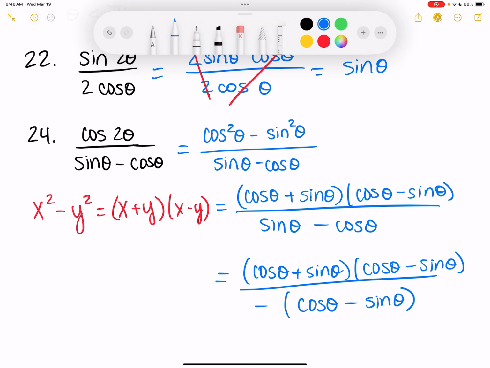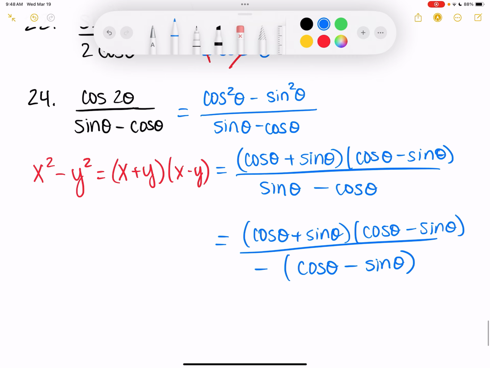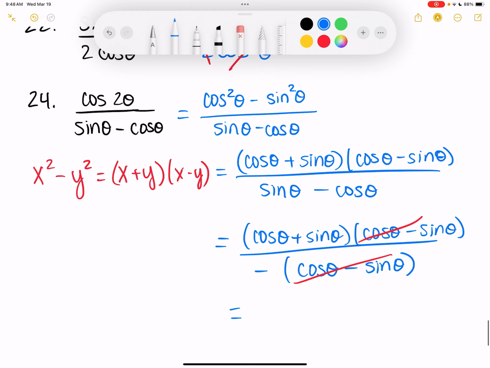Wait, you said you factor out a negative from the bottom. There's still a negative inside. But now they have the same thing, cosine minus sine, cosine minus sine. So this goes away, and the negative is going to move to the top, so this is going to be negative, parentheses, cosine theta plus sine theta. Why can't it just be a negative 1 on the bottom? It is, but I'm simplifying it, so I'm putting it on the top. Wait, how did it put the cosine positive and the sine negative on the bottom? Because I took out a negative.